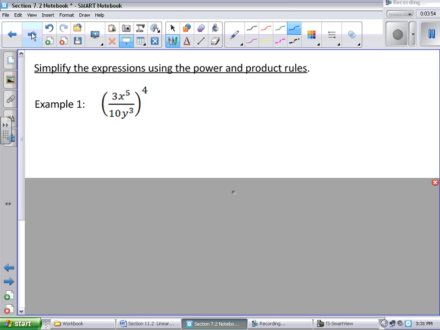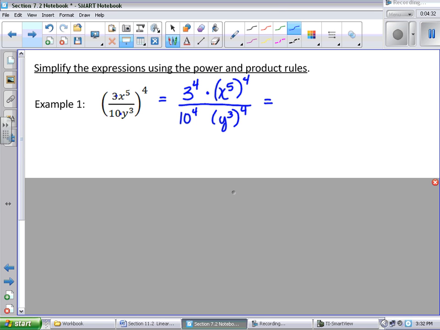In the next group of examples, we're going to simplify the expressions using the power and product rules. So remember, everything inside parentheses gets raised to that power. We are multiplying 3 times x to the 5th. So we have to have 3 to the 4th power times x to the 5th raised to the 4th power. In our denominator, we have 10 times y cubed, all in parentheses. We have to raise 10 to the 4th power, and y cubed has to be raised to the 4th power.